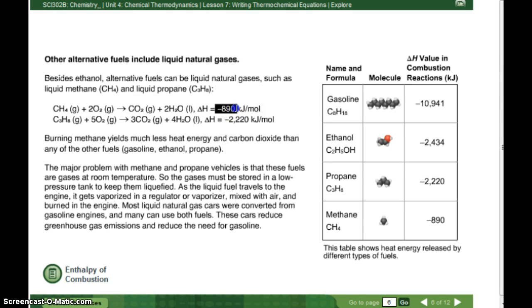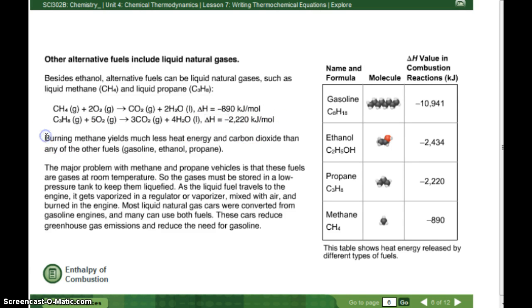If our delta H is negative, is it exo or endothermic? It's exothermic, or giving off heat. We also have liquid propane, which when added to 5 oxygen molecules produces 3 carbon dioxide gaseous molecules plus 4 liquid water molecules, and our delta H is negative 2,220 kilojoules per mole. And is that exo or endothermic? Exo. How do you know? It's a negative delta H value.